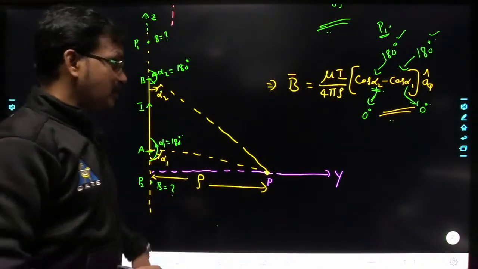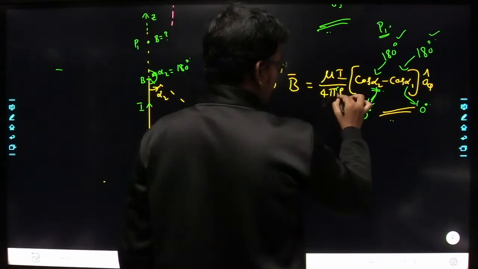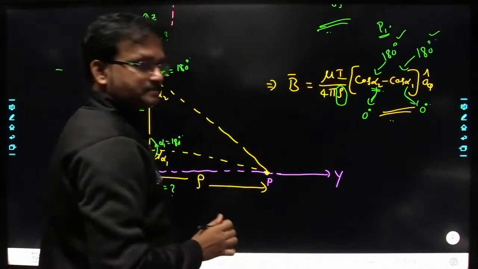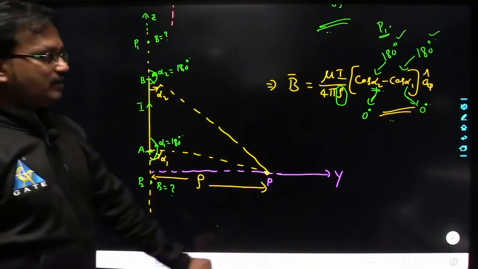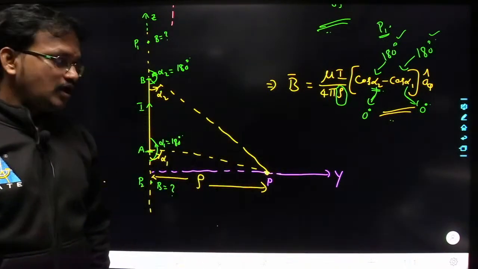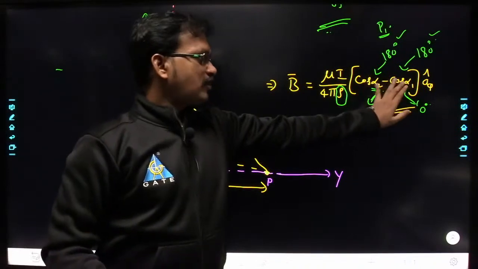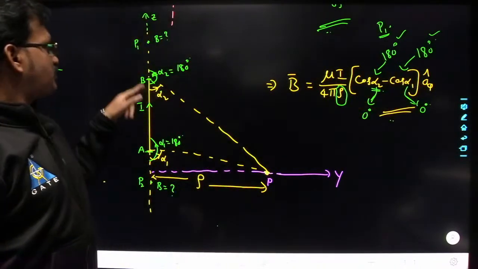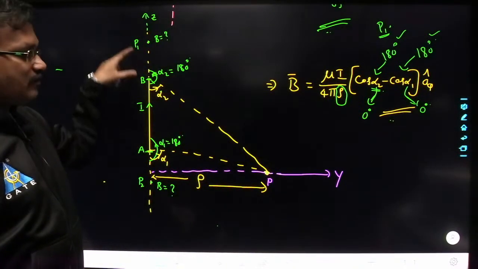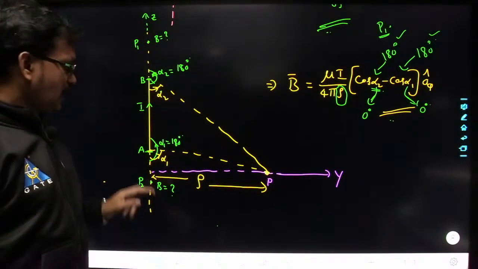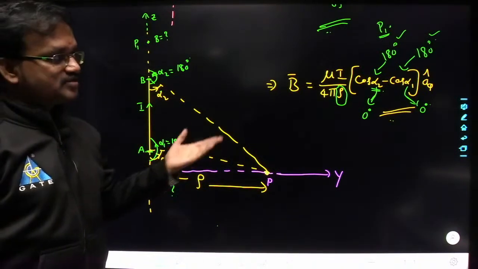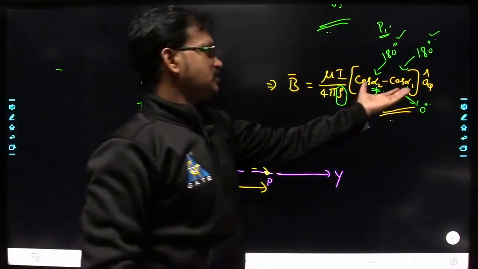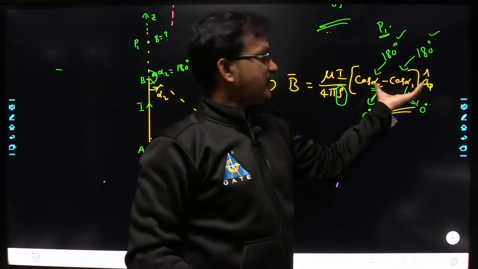Okay. But here, what about this row here? If you are blindly applying this formula, here alpha 2 and alpha 1 will become the same. If you consider the point here, then alpha 2 and alpha 1 will become the same, that is 180 degrees. And if you consider the point P2, then alpha 2 and alpha 1 will become the same, that is 0 degrees. So in both cases, the numerator is becoming 0.